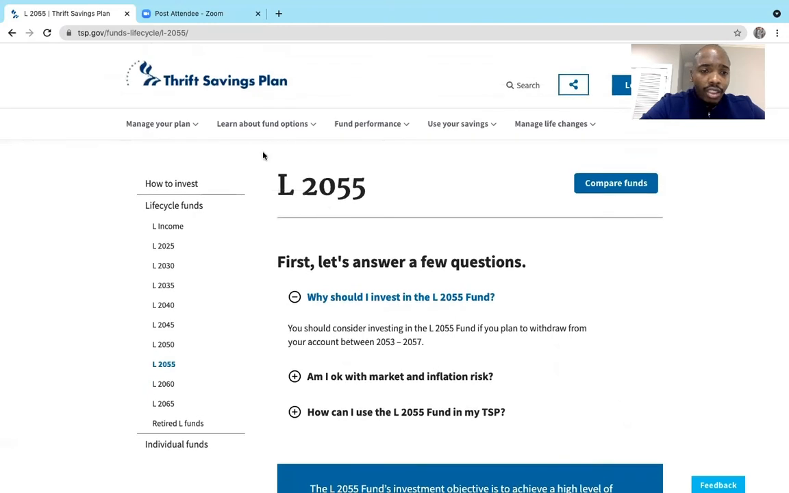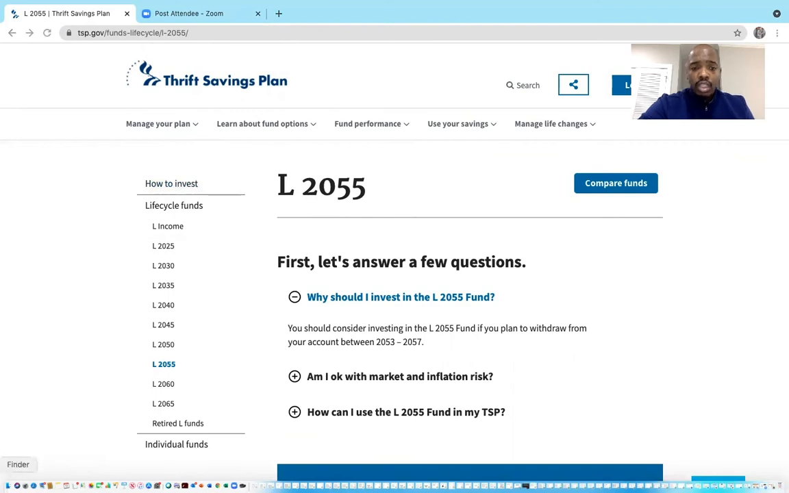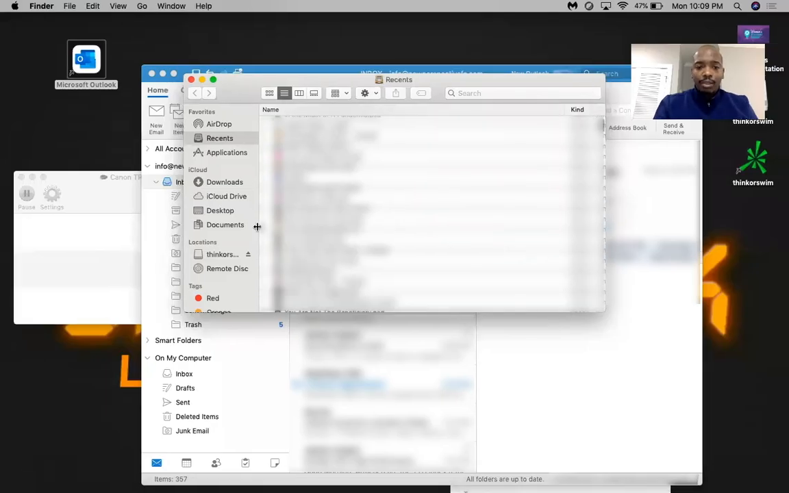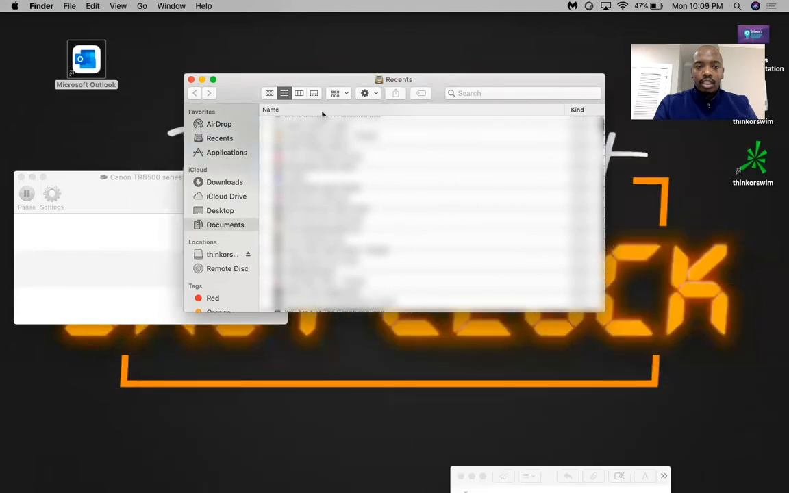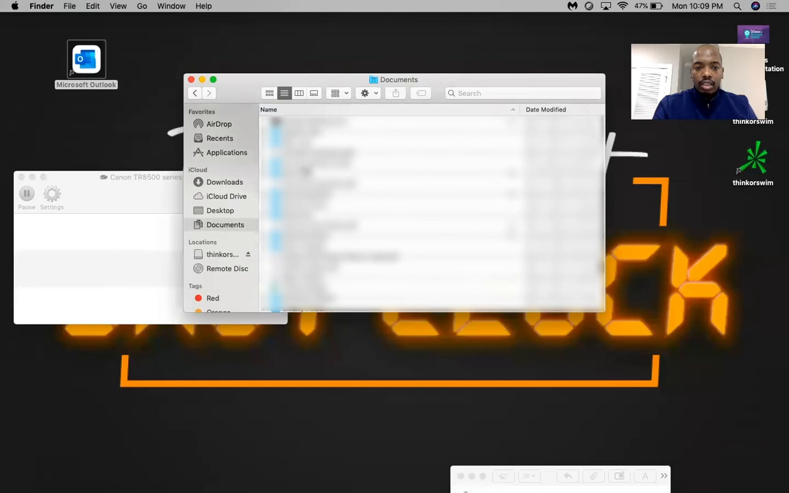So my thoughts on the TSP is that it's a good way to build wealth. It's low cost, but you have to make sure that you're in the right funds and you give yourself the ability to be able to win. One alternative that I have is that if you're in the G fund and you want safety, there's better options for you. So to give you an example, let me see here. Let's see, security, show you something.